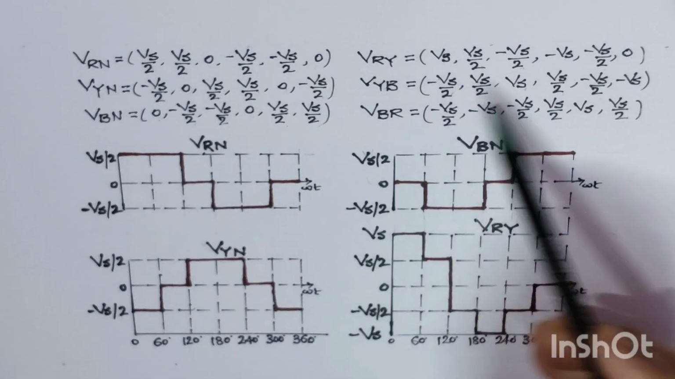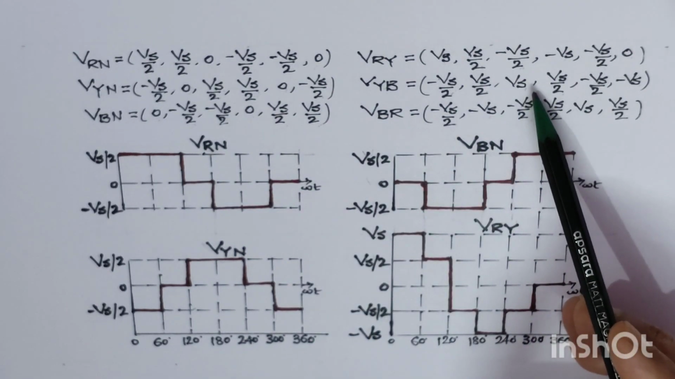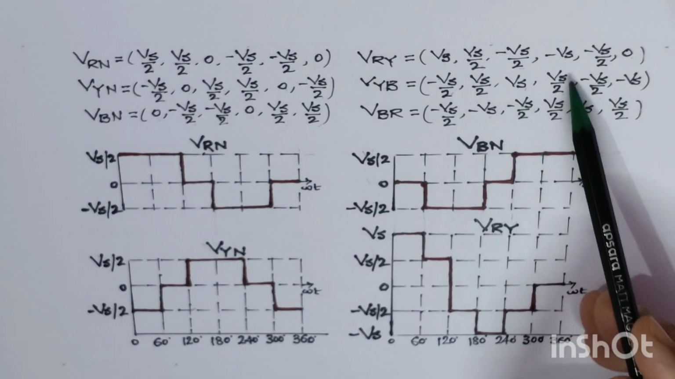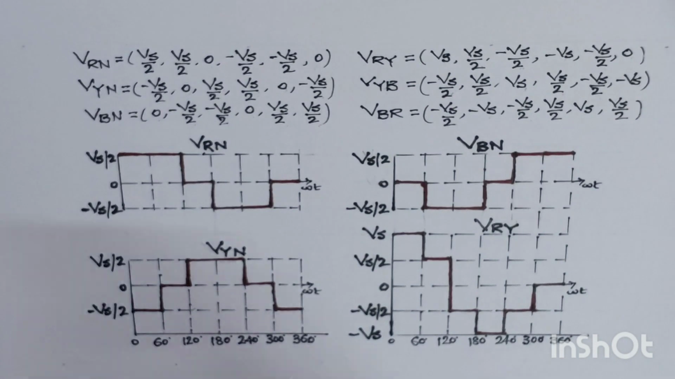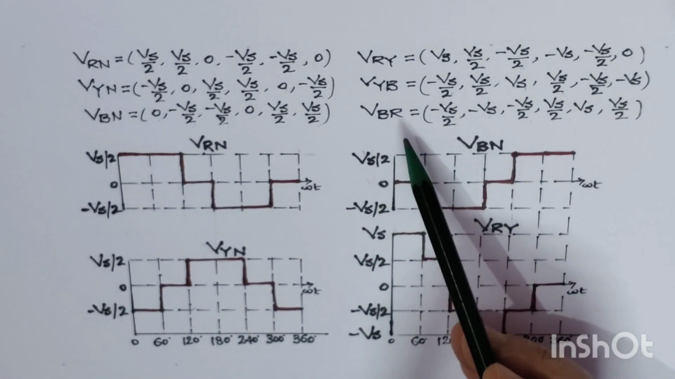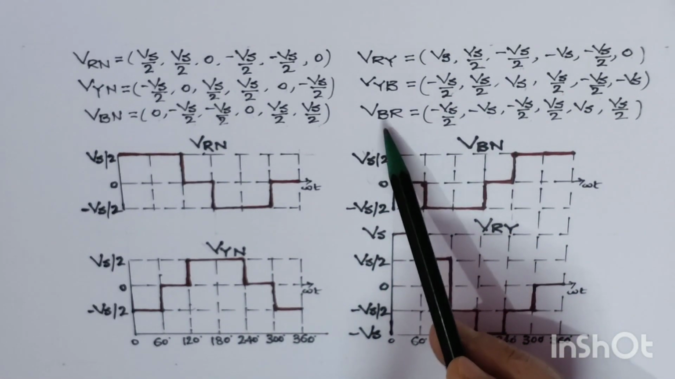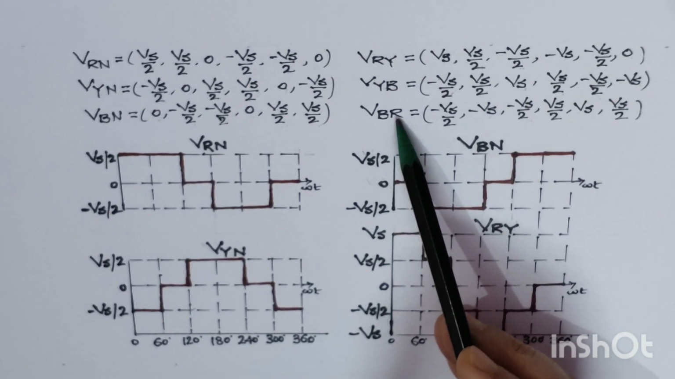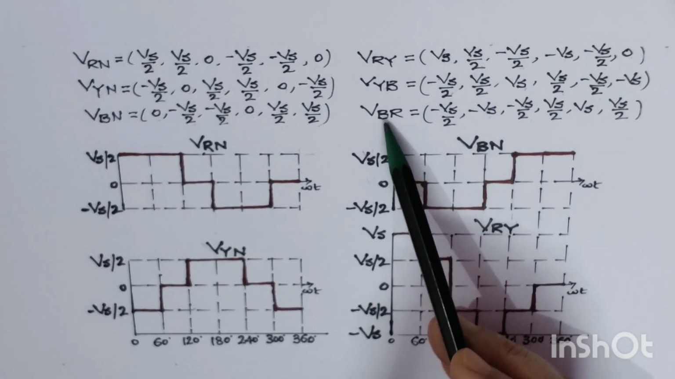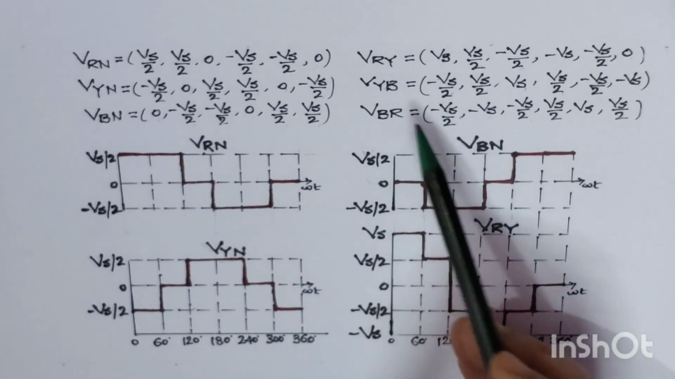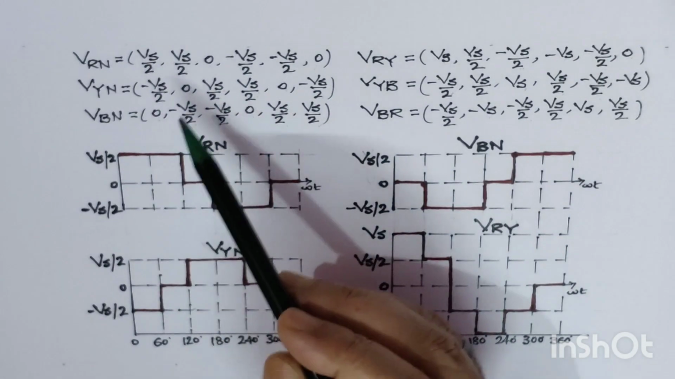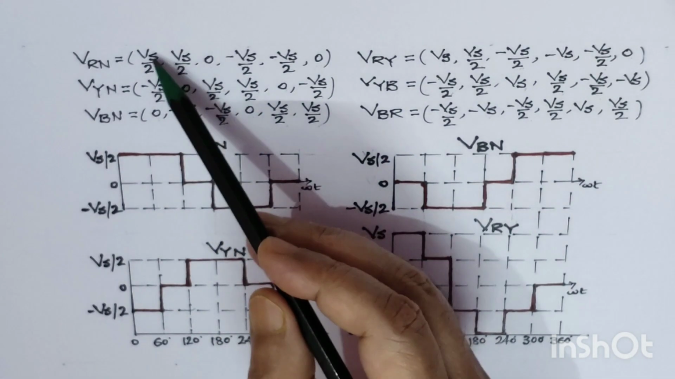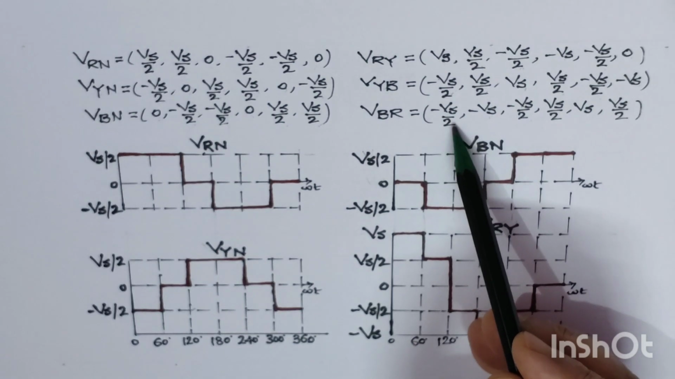Similarly we can calculate the voltages in the next steps, that is Vs by 2 minus Vs by 2 and minus Vs. Let us see the next case, that is when we have voltage VBR. How do we find out VBR? We can find out the voltage VBN minus voltage VRN. So VBN minus voltage VRN. In the first interval, just see, 0 minus Vs by 2 will become minus Vs by 2.